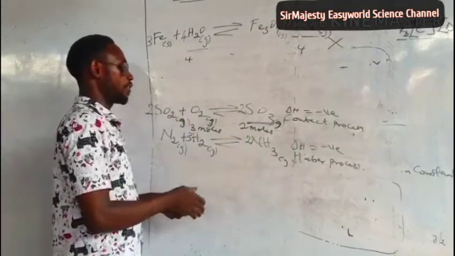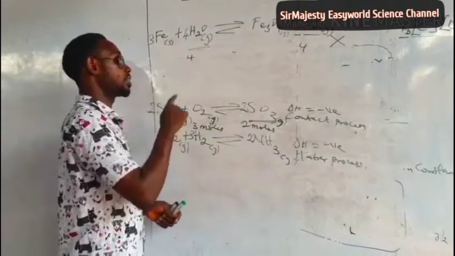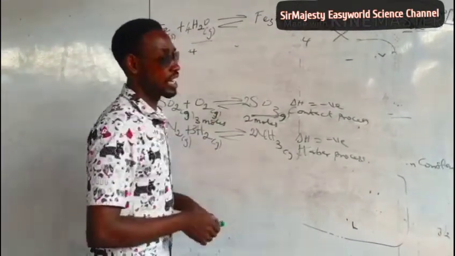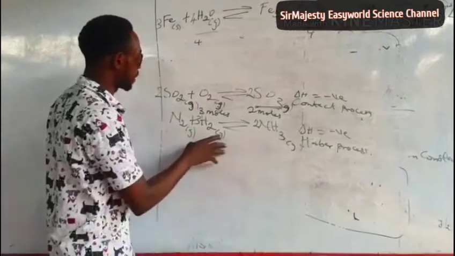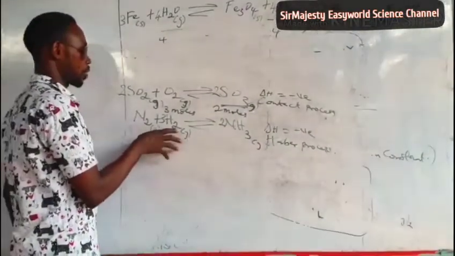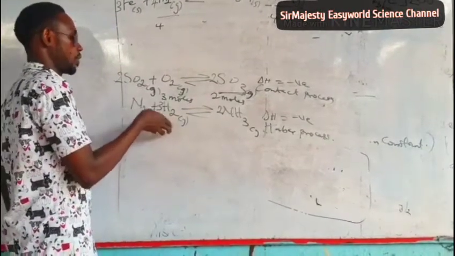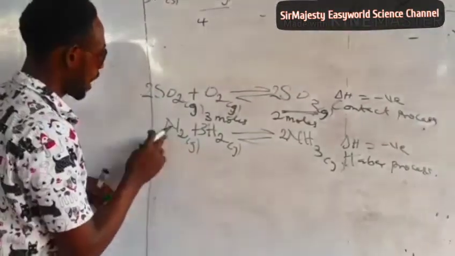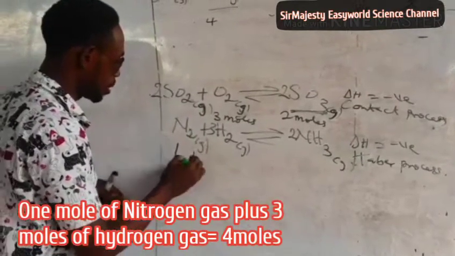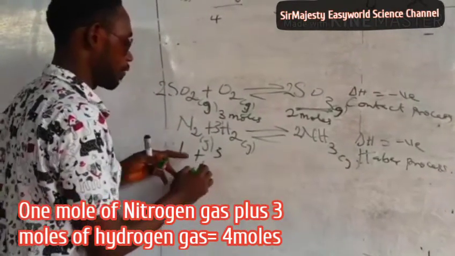So decrease in pressure favors the side with more moles, increase in pressure favors the side with fewer moles of gases. Then bring this to the Haber process, that is, the production of ammonia gas. What will happen if the pressure of this system is increased? How many moles of gases are here? 1 plus 3, so we have a total of 4 moles.